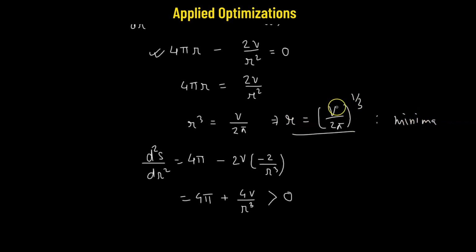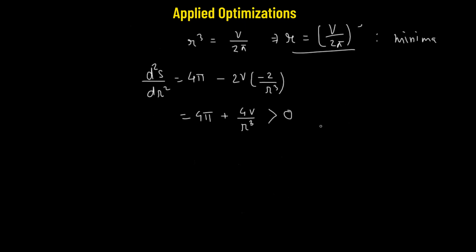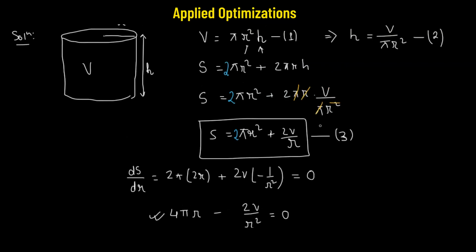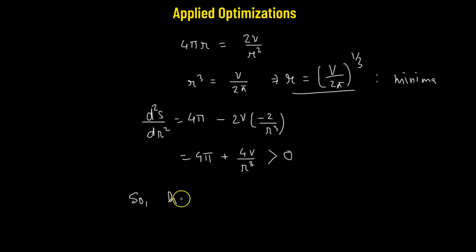Since this is the minima value, we have obtained a value of r which is going to minimize the volume. Now that we have r, we can also find the value of h. We consider h to be equal to v over pi r squared. Substitute the value of r. This gives us v over pi times v over 2 pi, whole raised to the power of 2/3. So this is the value of the height.